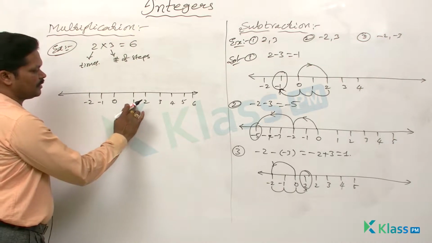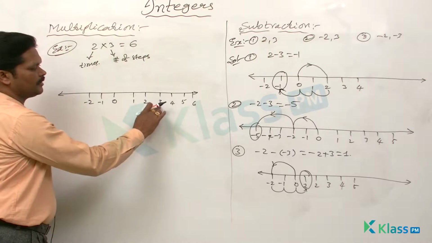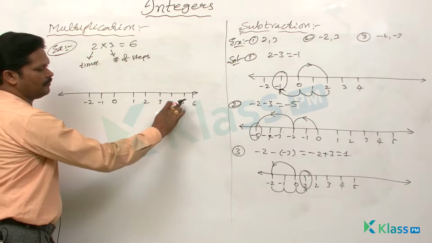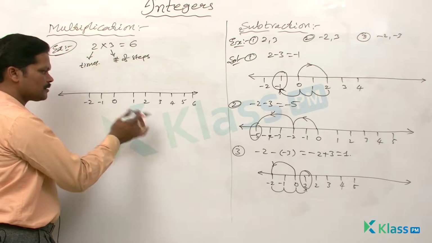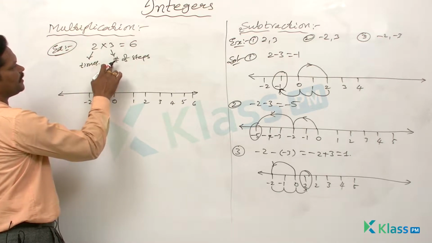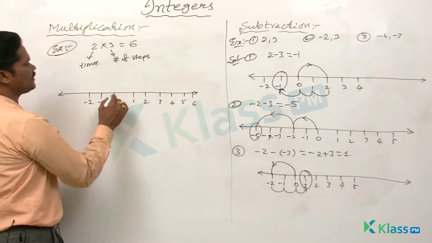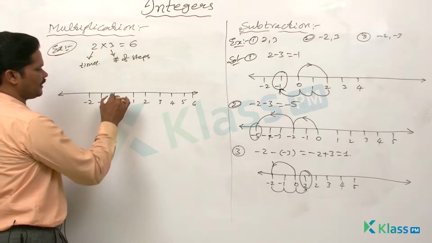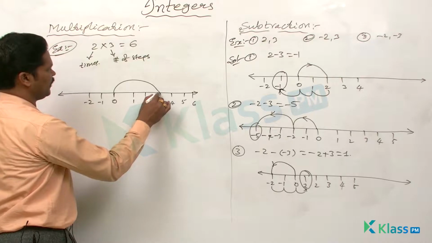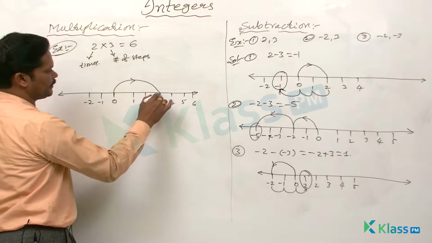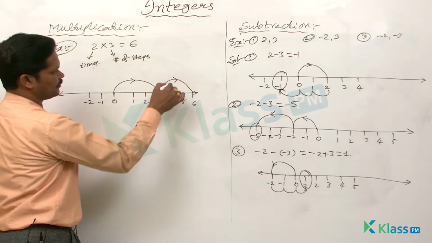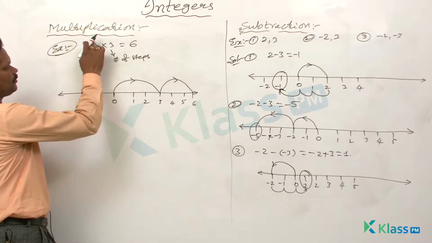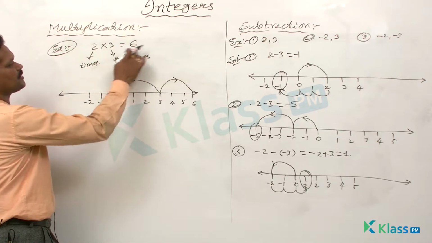0 to 1, 1; 1 to 2, 2; 2 to 3, 3; 3 to 4, 4; 4 to 5, 5; 5 to 6, 6. 6 steps we are having. But the number of steps is only 3. It means each and every time you should move, taking 2 times. So 0 to 3 is one time over and 3 to 6 is the second time over. So I said 2 times, only 3 steps.